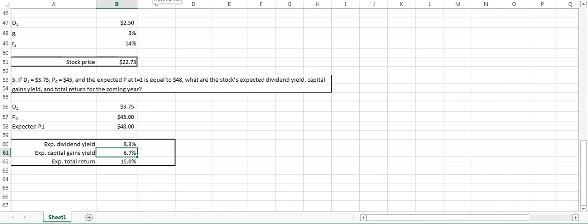Our capital yield is simply the growth rate. So we would take our $48 minus our $45 divided by our $45. And our expected return is the sum of the dividend and capital yield.